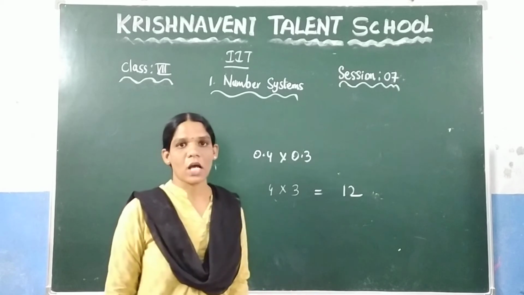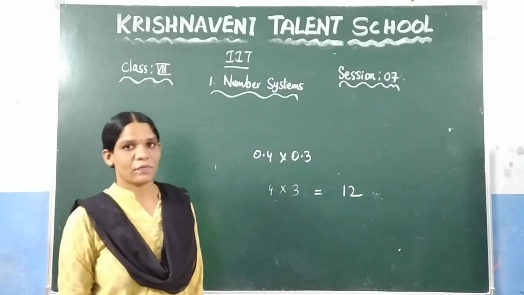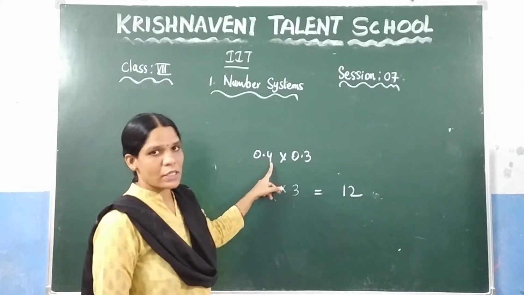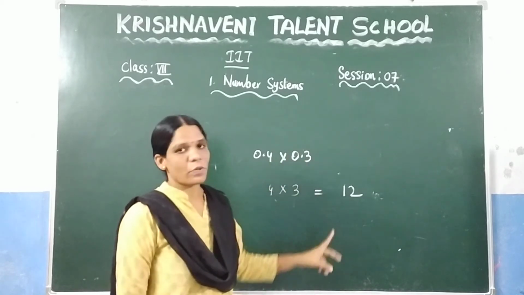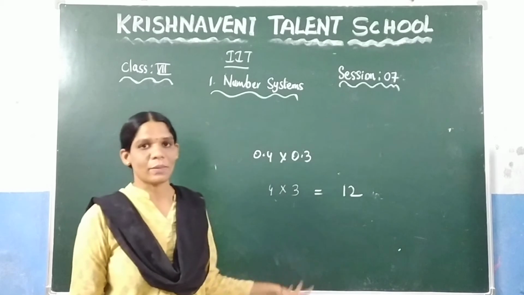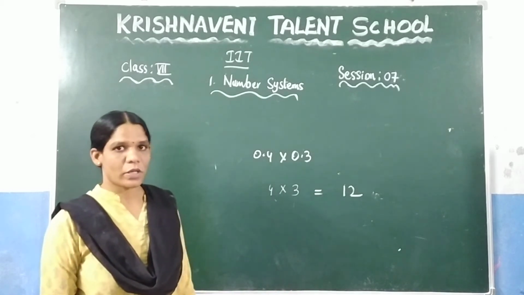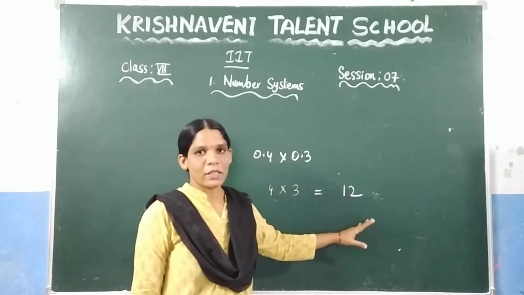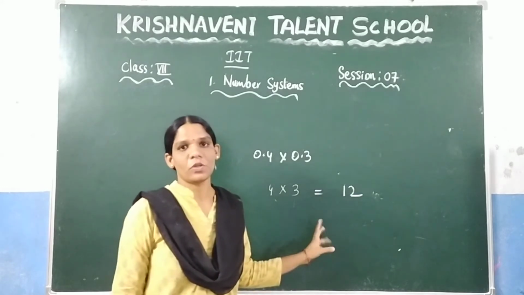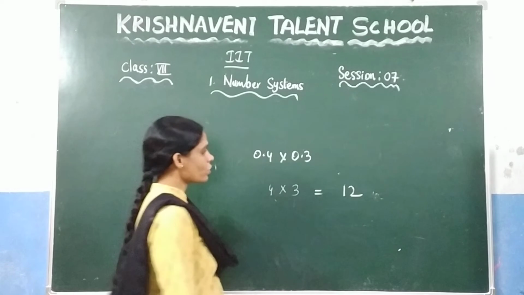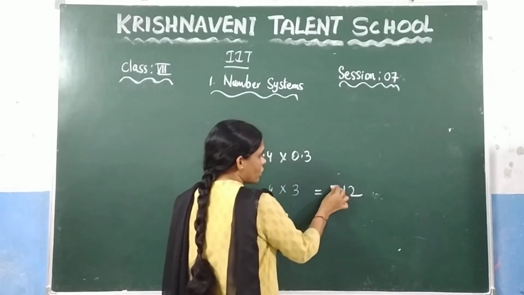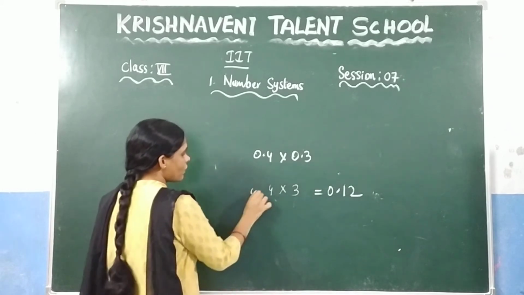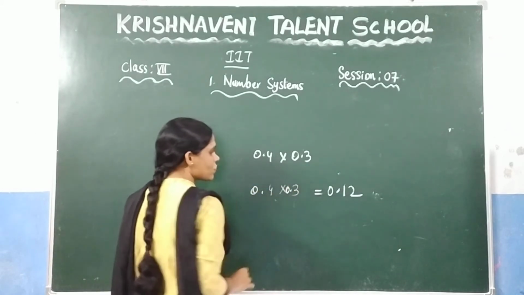Now check it here. After the decimal point, how many numbers are there in the given decimal numbers? Here after the decimal point one number is there, and here after the decimal point one more number is there. Total two numbers are there after the decimal point. So in this answer you need to go 2 steps from the right, and keep the decimal point before them. So here 1 and 2 which gives you 0.12. This is the value of 0.4 into 0.3.